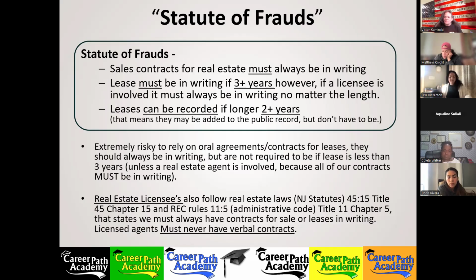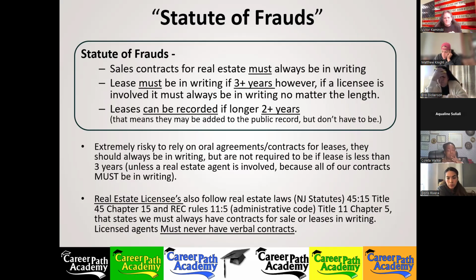So leases, they could be recorded in a public record if they're longer leases. So 2 or more years, they can be recorded and added into the public records. Why do we put anything in the public records? You may be thinking, why would anybody put a lease in the public records? Well, why would we put anything in the public record? Anybody got an answer for that? To put the world on notice of our interest in the property. That's why. So if somebody's got a long-term lease on a property, it's to put the world on notice that you got a long-term interest in that real estate for whatever reason.